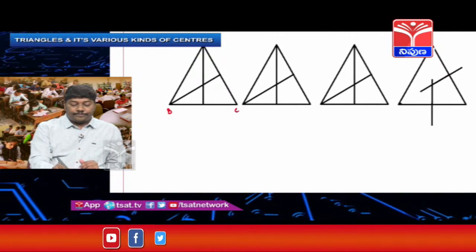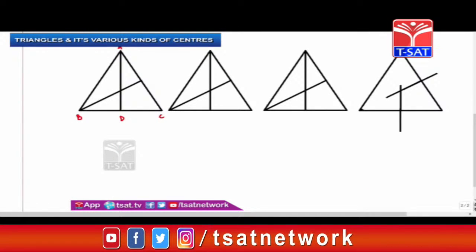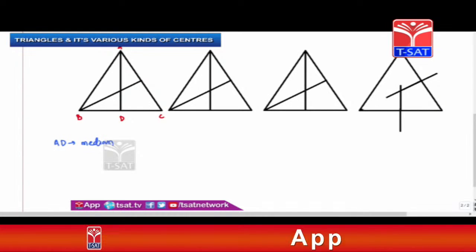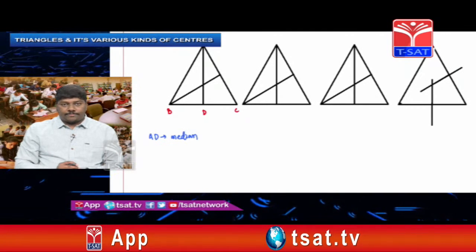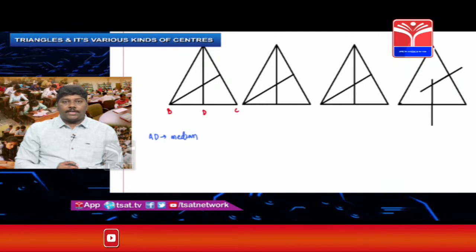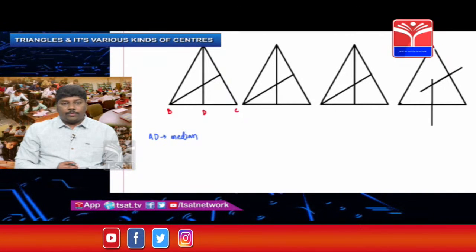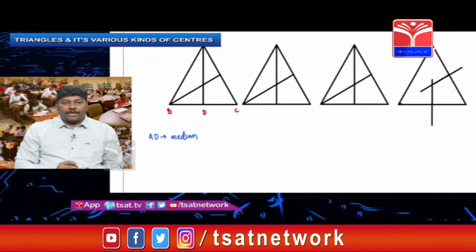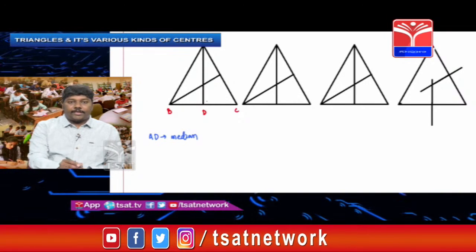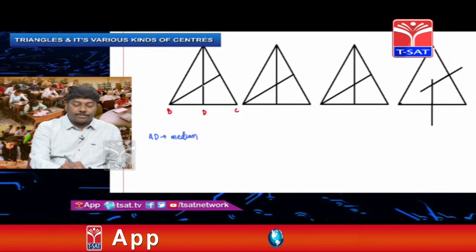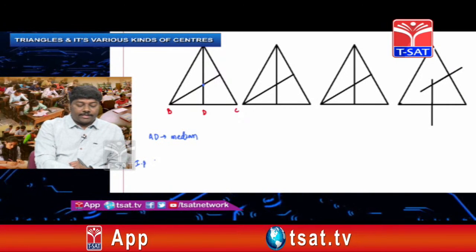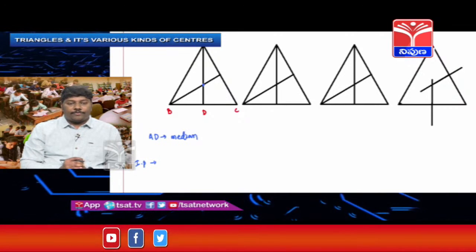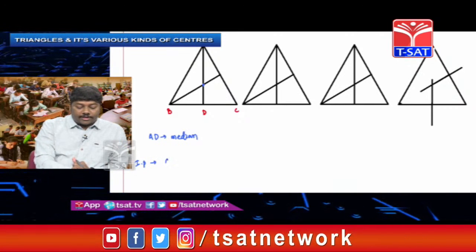Triangle ABC. Here in the first figure, I'm saying AD is a median. Median is a line which bisects the opposite side, and a median also divides the entire triangle into two equal areas. And the intersection point of medians, I call it IP, that is the intersection point. The intersection point of medians is the centroid.